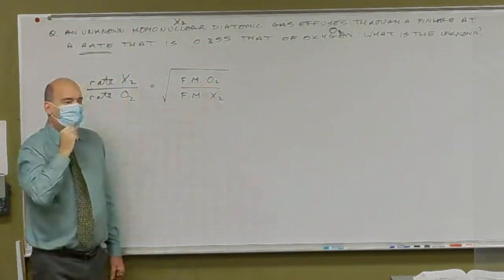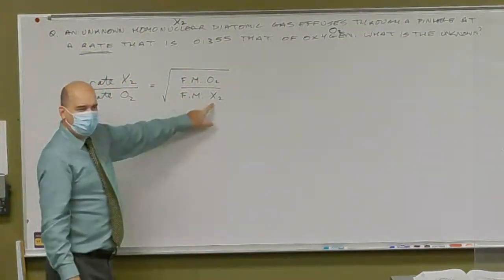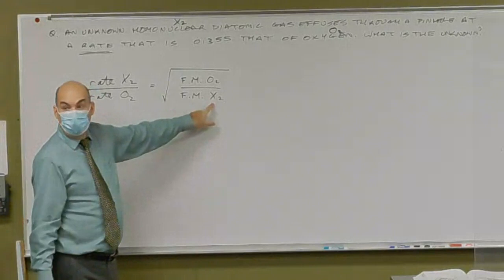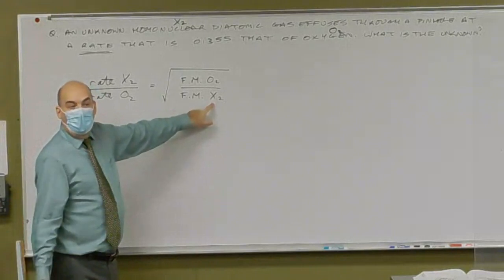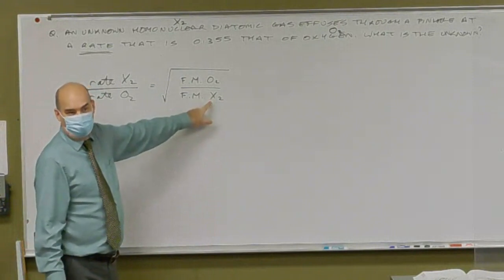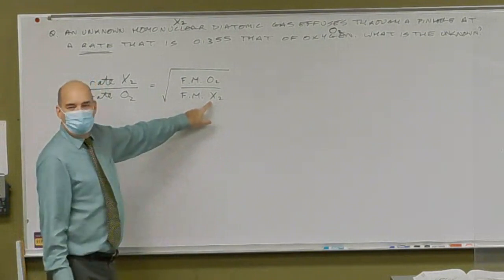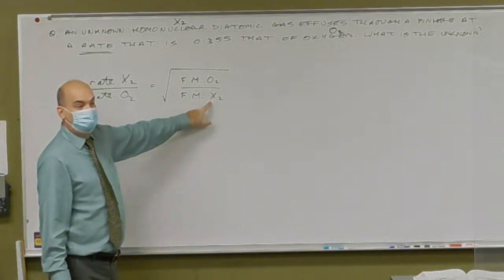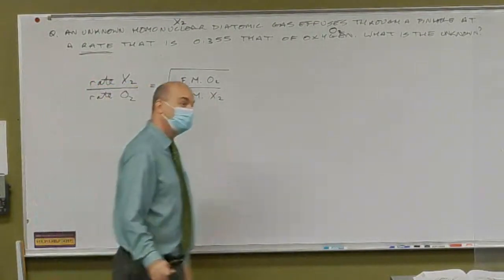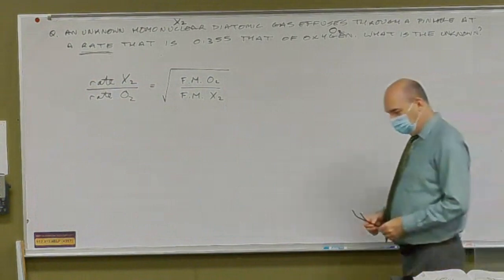The formula mass of oxygen, I could find out on the periodic table. So the thing that we're going to solve for is the formula mass of our unknown. And then if we divide that in half, we'll know what the atomic mass of X is. And then we can go look on the periodic table and find what the identity of this unknown atom is. Okay? Have a stab at it. Put the numbers in the places where they belong.